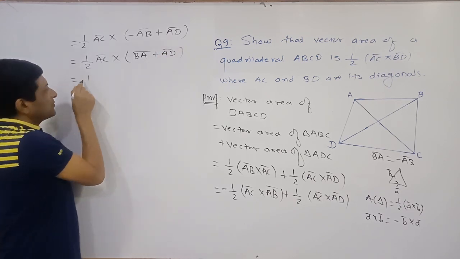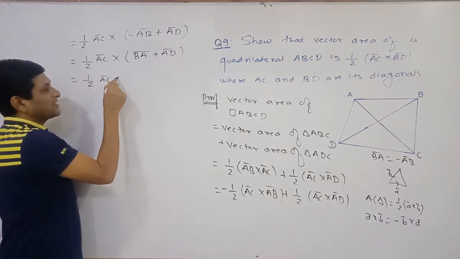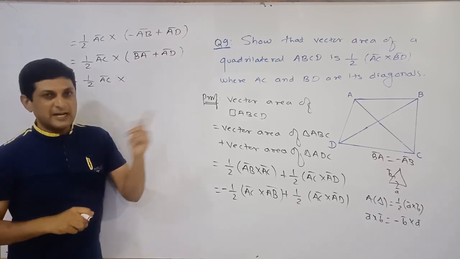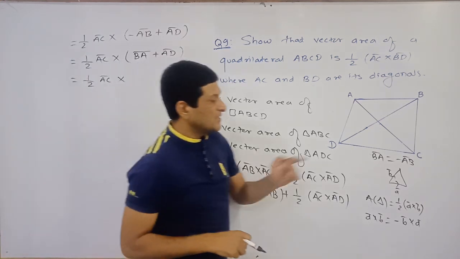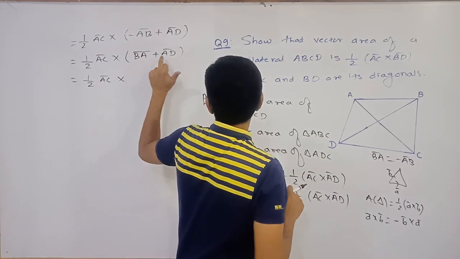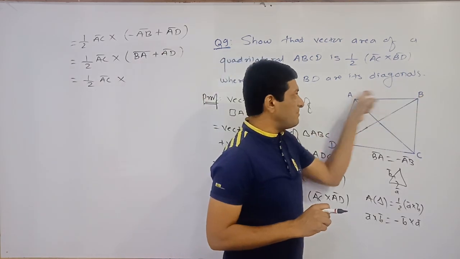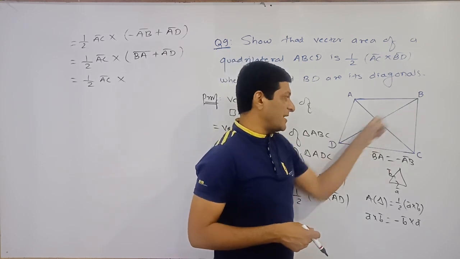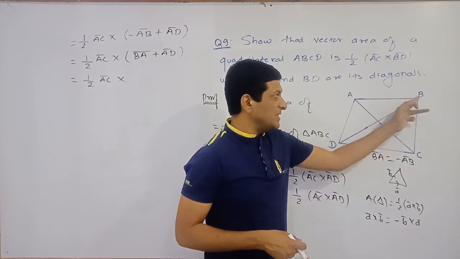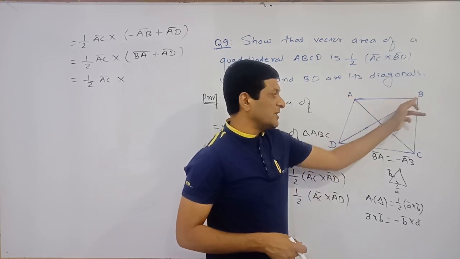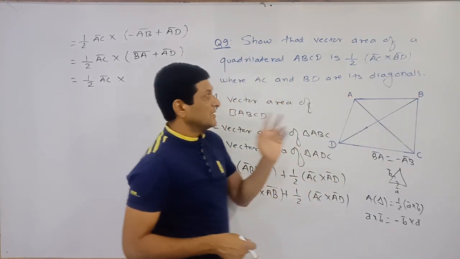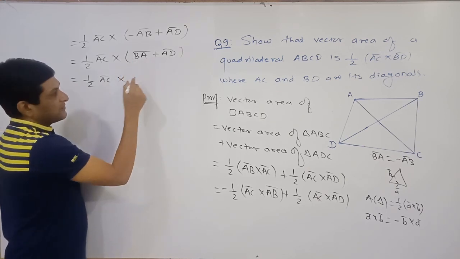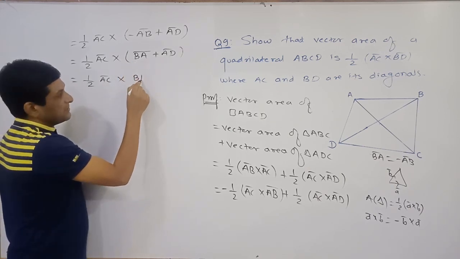So this is equal to half AC bar cross, keep it as it is. Now BA bar plus AD bar, observe the figure very carefully. According to the triangle law of vector addition, BA bar plus AD bar is equal to BD bar. So the addition of these two vectors, BA bar plus AD bar, will be equal to BD bar.